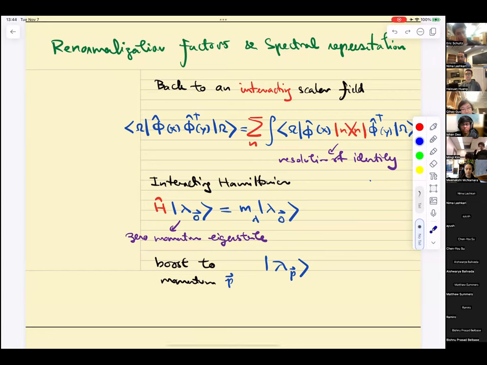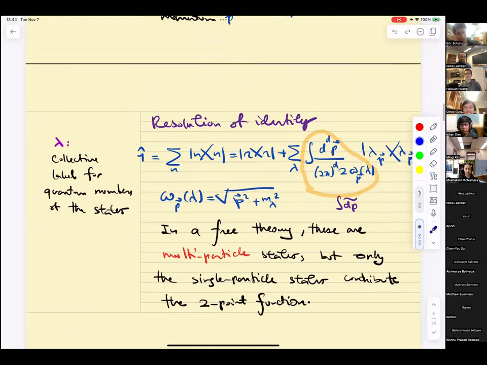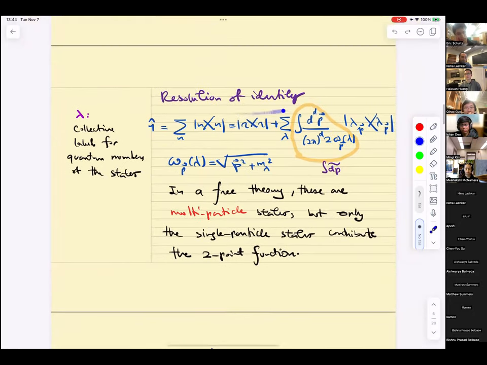So the label lambda here is labeling the energy eigenstates, zero momentum energy eigenstates of an interacting quantum field theory. Good? We're going to make a deep statement. Something very deep is going to happen soon in the next few slides. So the resolution of identity is the sum. There's a piece to it, which is the vacuum, and then there is a sum over all the non-vacuum other energy eigenstates. The Hamiltonian is positive, energy is positive, mass is positive. Therefore, there's always a zero mass thing. The vacuum is unique. And then there's a sum over lambda.